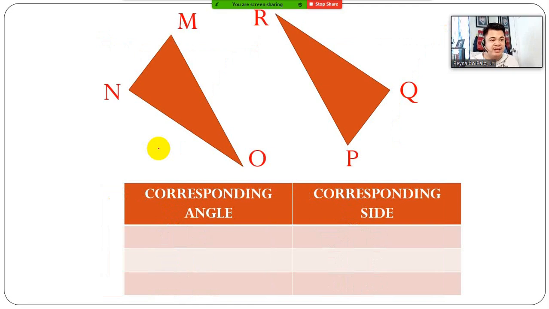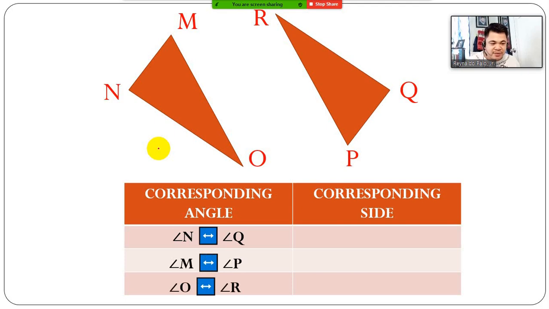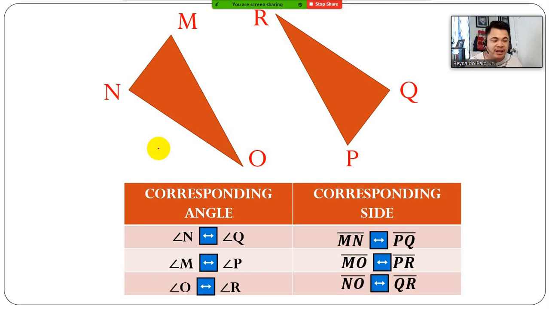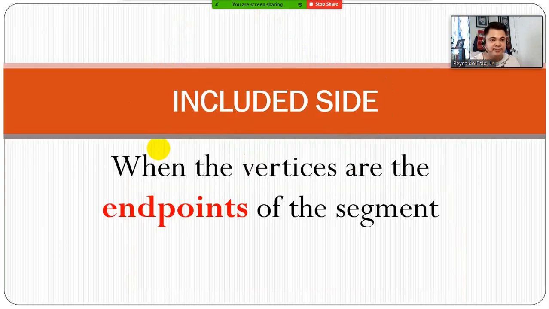So let's have the other set of triangles. We have triangle MNO and triangle PQR. Let's start with the corresponding angles. Angle N corresponds to angle Q. Angle M corresponds to angle P. And angle O corresponds to angle R. Now the corresponding sides. Segment MN corresponds to segment PQ. Segment MO corresponds to segment PR. And lastly, segment NO corresponds to segment QR.